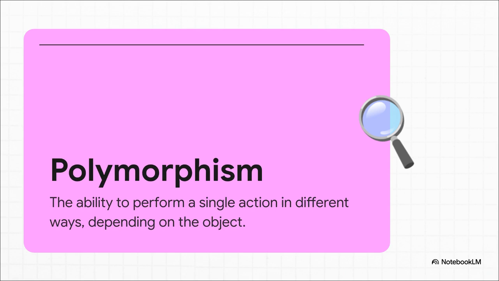And finally, we have polymorphism. I know, it's a mouthful, but the idea is actually super simple and kind of elegant. It just means you can tell different objects to do the same basic action, and they'll each respond in their own unique way. You tell a dog object to speak, it barks. You tell a cat object to speak, it meows. The command is the same, but the result is specific to the object. That makes your code incredibly flexible.